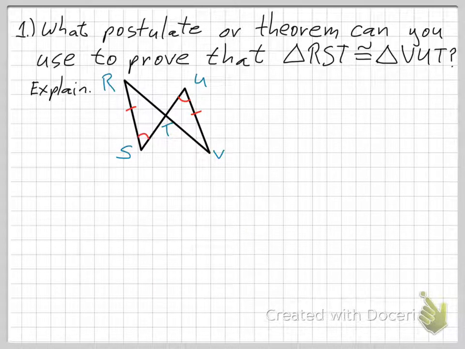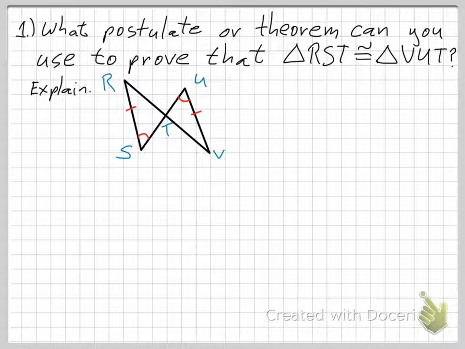Okay, so what kind of problems can you expect? Here's one. What postulate or theorem can you use to prove that triangle RST is congruent to triangle VUT? And explain. When it says explain, it basically just means to write down the abbreviations for either the postulate or theorem that proves it. So like SSS or SAS or AAS or whatever. But the two that we learned today are ASA and AAS. So just as a guess, since this is today's lesson, this is probably going to be ASA or AAS.